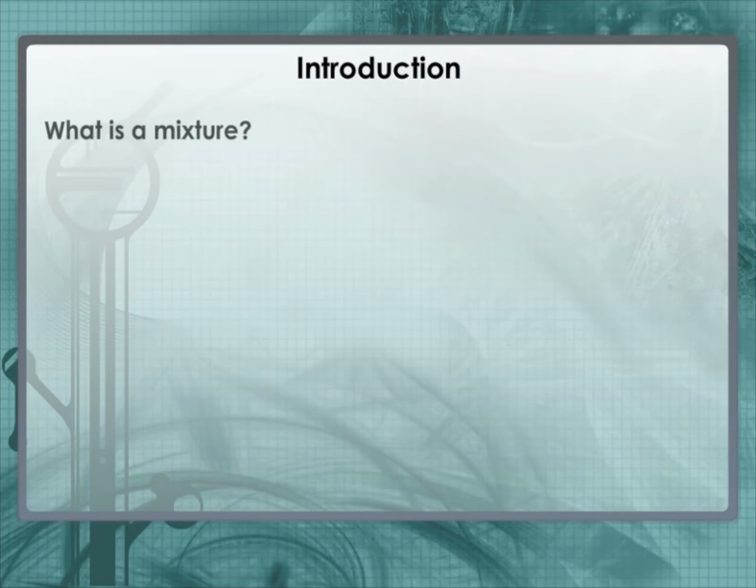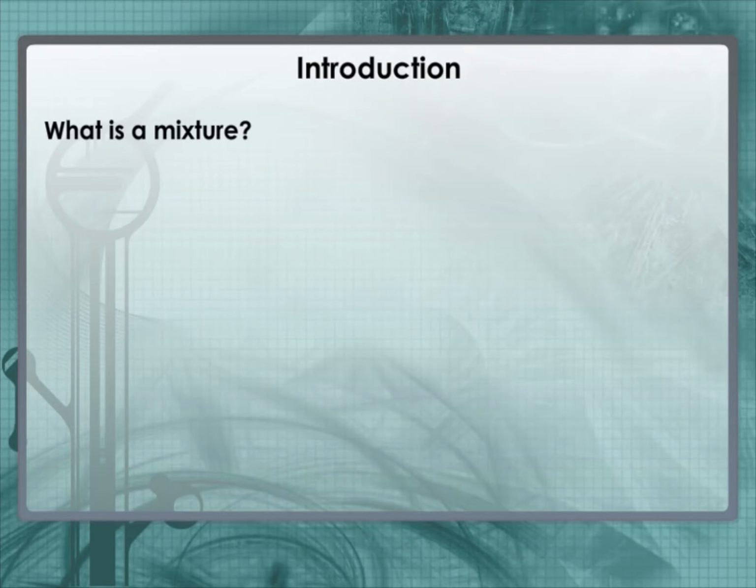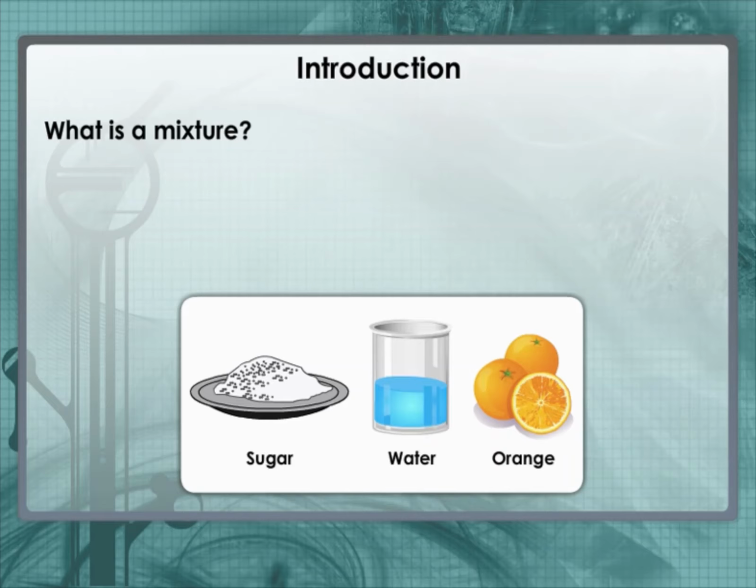Introduction. What is a mixture? A mixture is a combination of different things in which the ingredient elements are individually separate. Are you aware of making an orange squash? So what exactly is orange squash made of? It is quite simple. Orange juice is prepared by mixing the orange extract along with water and sugar. It is a desirable mixture without any impurities present in them.